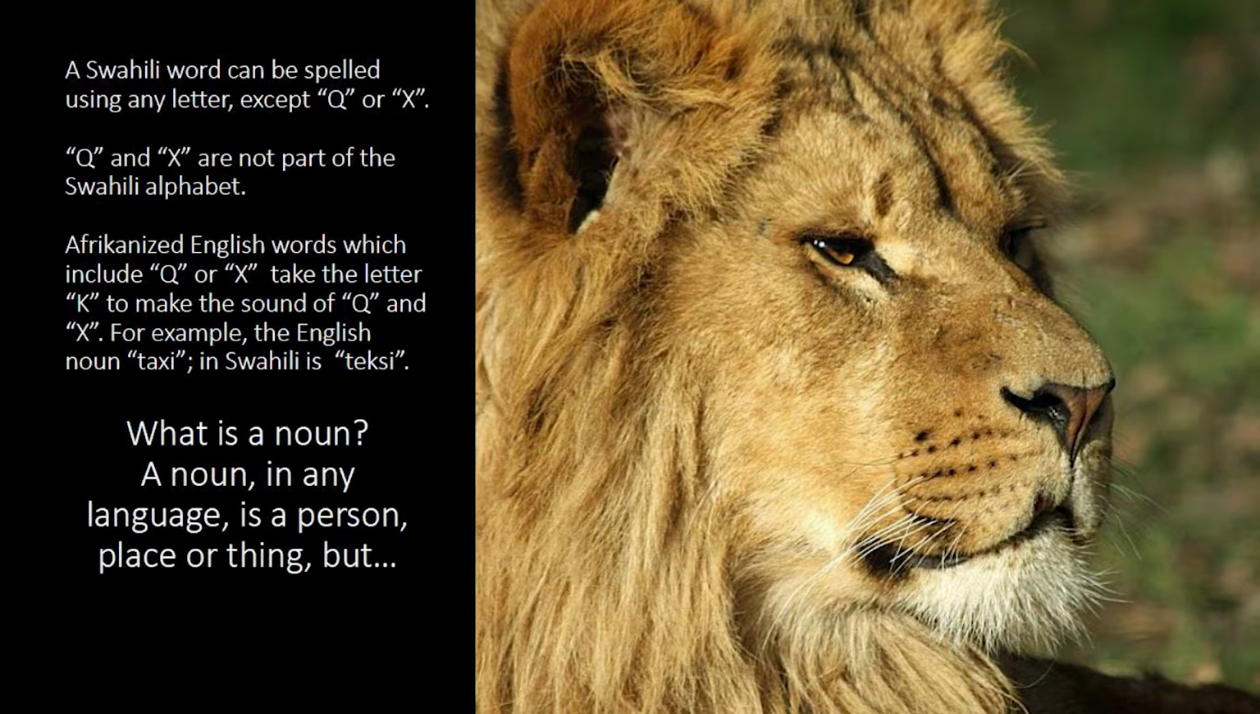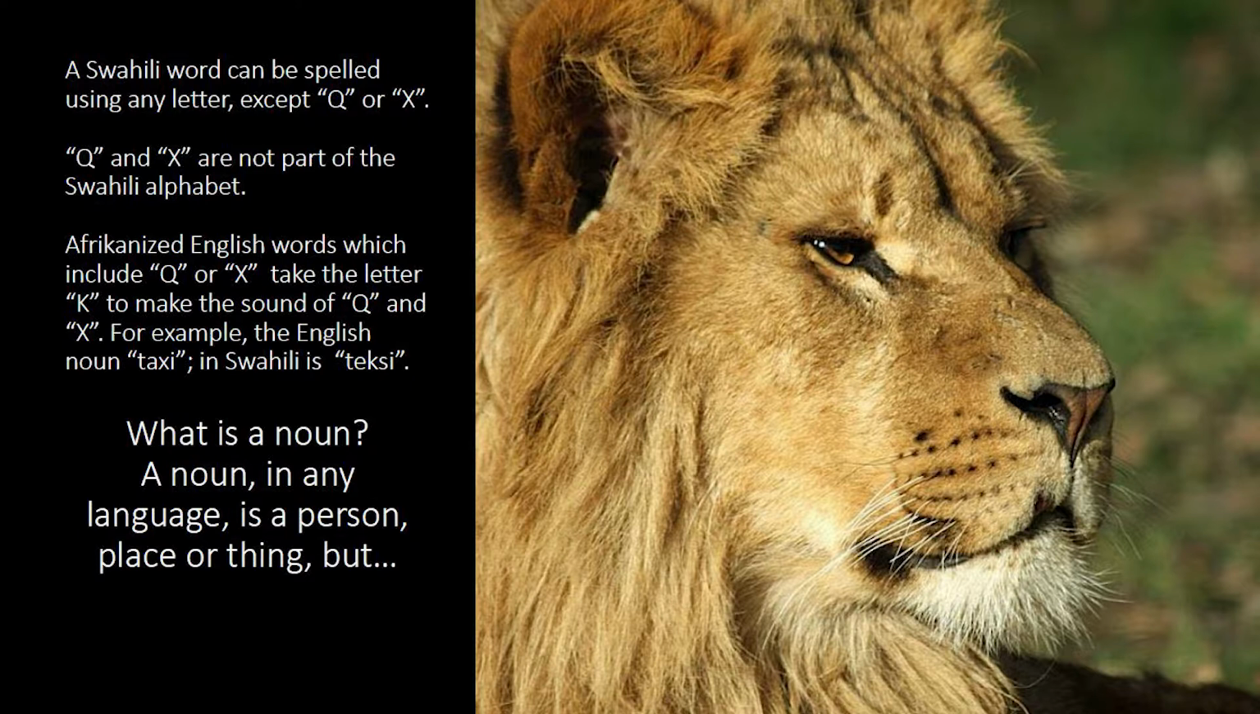Africanized English words, which include Q or X, take the letter K to make the sound of Q and X. For example, the English noun taxi. In Swahili, this is taxi. Taxi. You know what a taxi is. You take it when you have to go someplace and you pay.